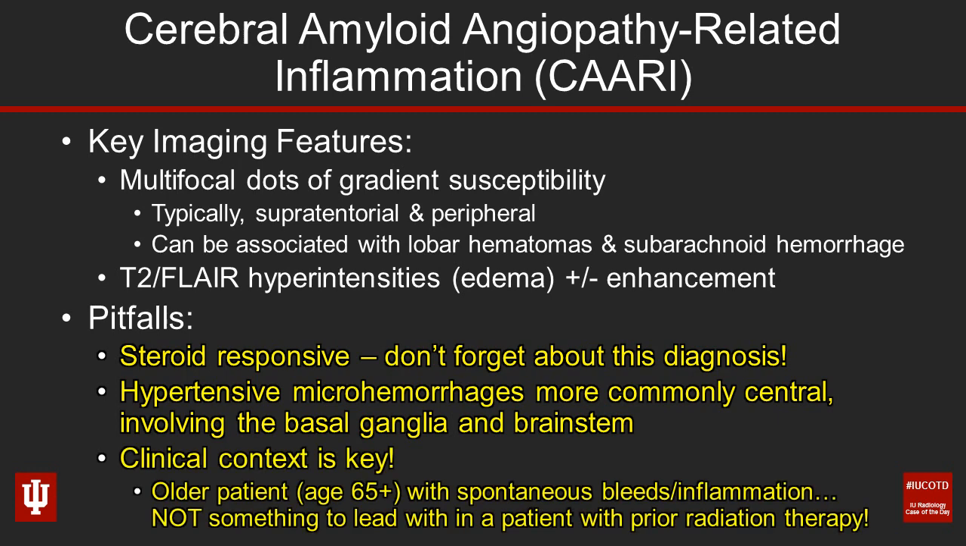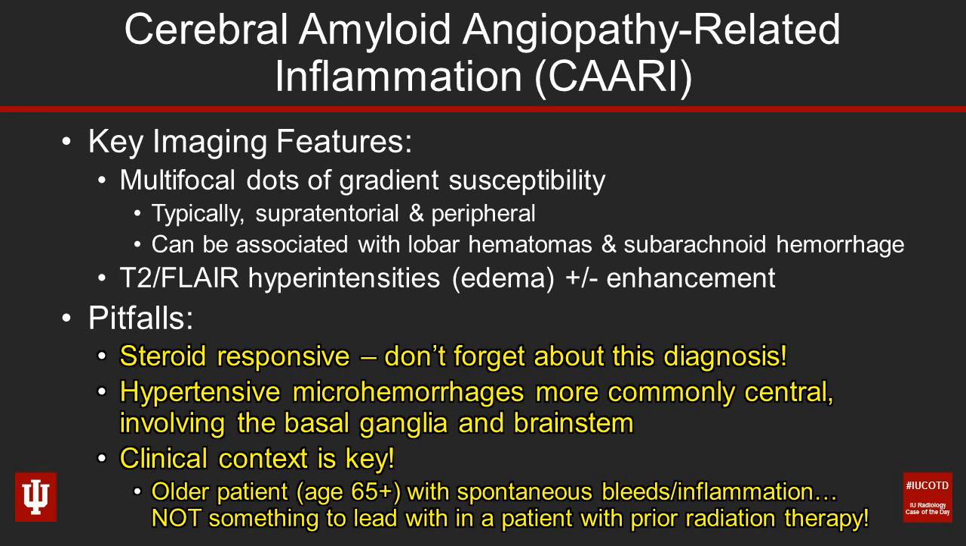And then lastly, I want to stress clinical context is key here. These really need to be older patients, probably patients over the age of 65 who show up with spontaneous bleeds and inflammation. This is not a diagnosis that I lead with in a patient who's previously had radiation therapy, because those patients can certainly have radiation-induced injury in which they get microhemorrhages, edema, curvilinear enhancement. So make sure that you're familiar with the patient's backstory.